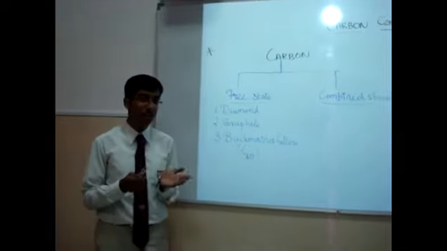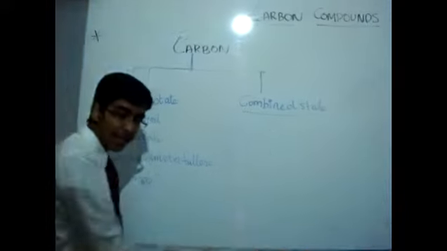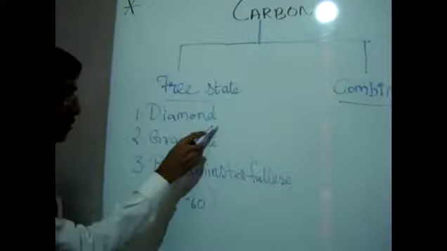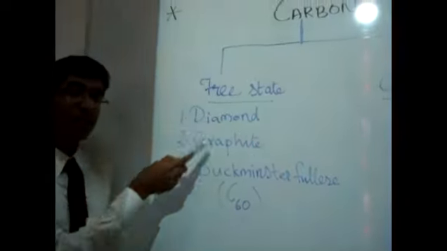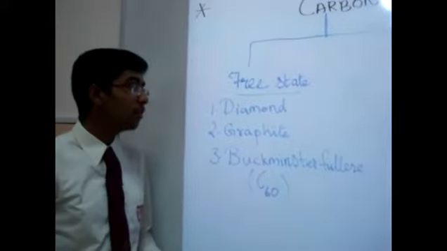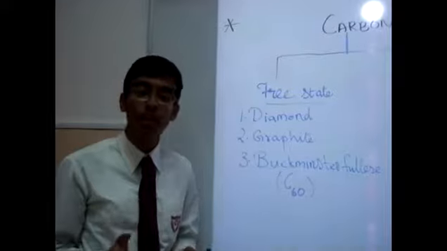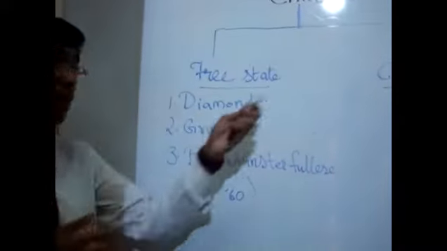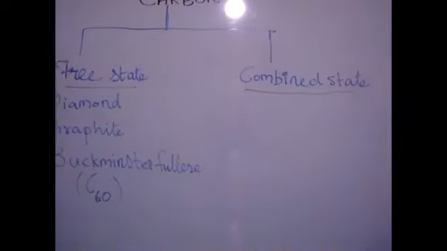So carbon is found in nature in 2 states, the free state and the combined state. Now in the free state, it can be found in diamond, in graphite, and in Buckminster fullerene. Now diamond and graphite are familiar to you. All these 3 compounds are simply made of only carbon atoms. That's why I called it free state. Whereas combined state is like, you find other atoms with carbon atoms.